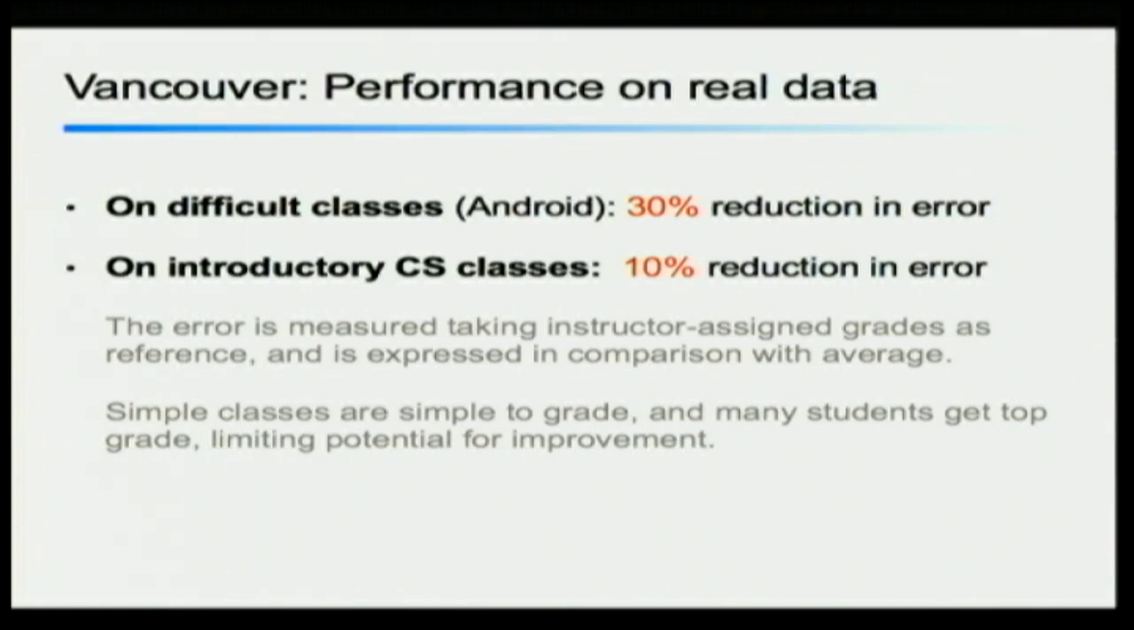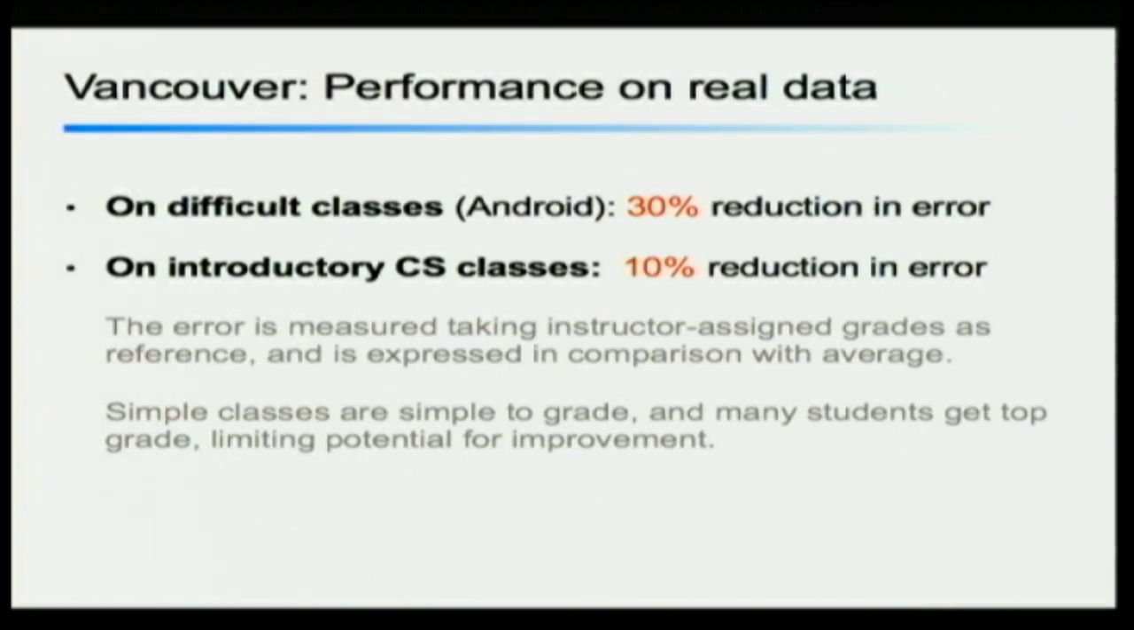For introductory CS classes, the problem is that many students get demoralized if they don't get full grade. So already the grade distribution has a lot of top grades. Things are not so hard to grade, and so, yes, CrowdGrader works, but reduces the error by only 10%.